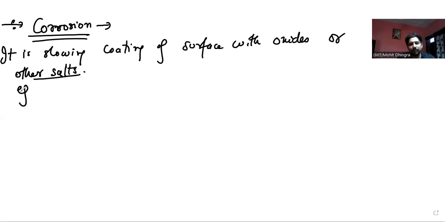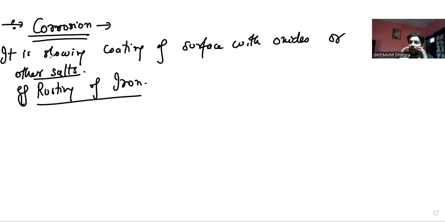Now its best example that we commonly see is the rusting of iron. When the iron gets rusted, it causes damage to buildings, flyovers, a number of government properties, and a number of iron things which are exposed to the environment. It is very much responsible for that damage because of the formation of that oxide layer. Now the question is how that oxide layer is formed. We are going to discuss the process.